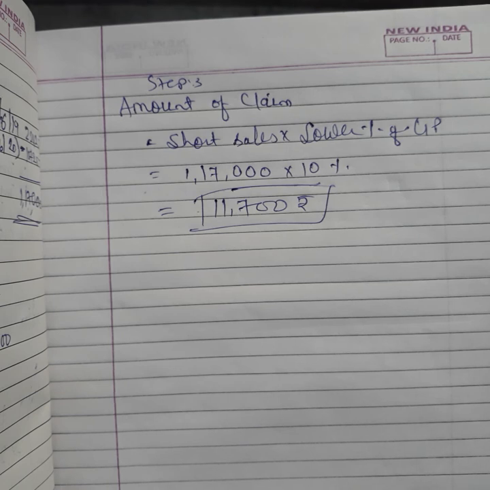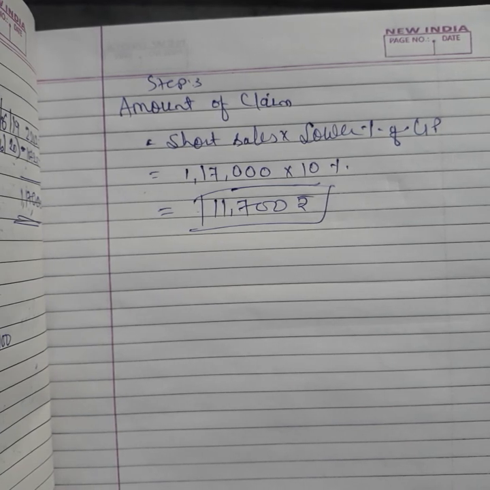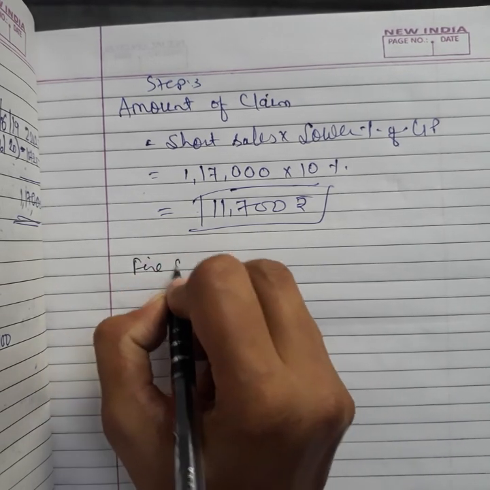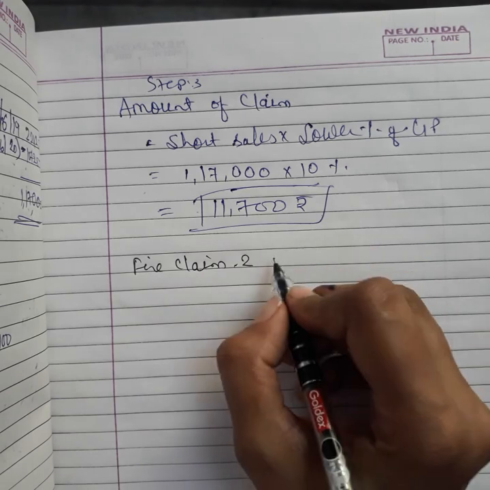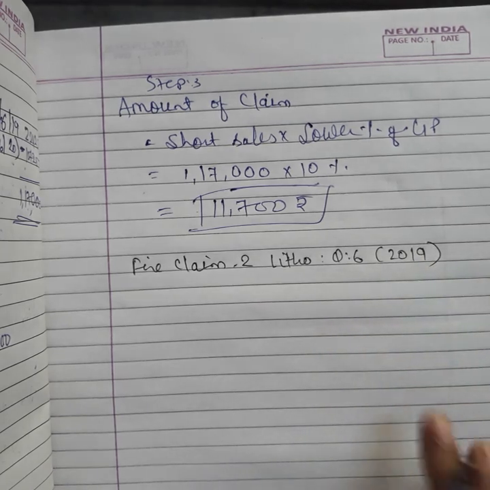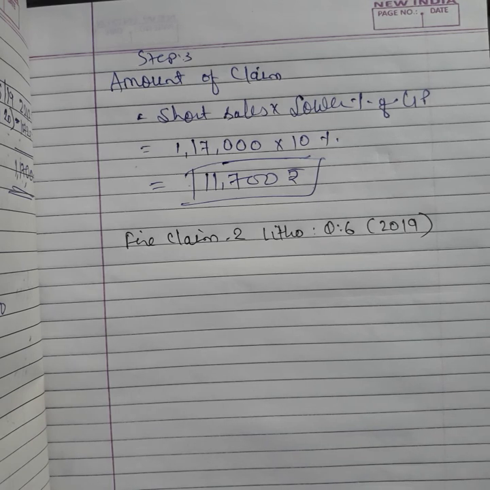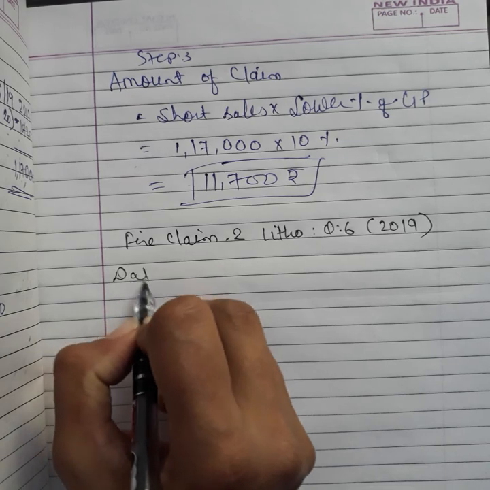Okay, now we are moving towards our litho example number 6, which was asked in last year's paper, right? So moving ahead with fire claims 2, litho question number 6, which was asked in 2019. So let us have a look at the example. Indemnity period is given, then indemnity period 4 months, accounting year ends on 31st December, date of fire 1/5/2020.